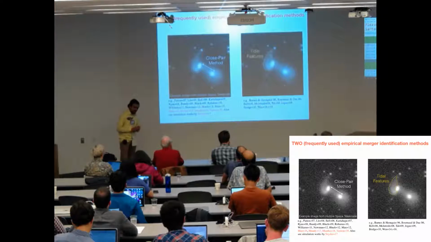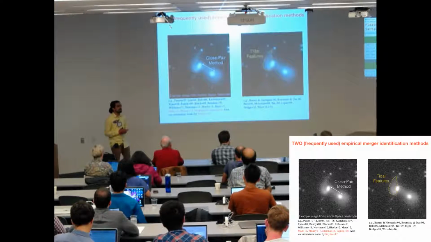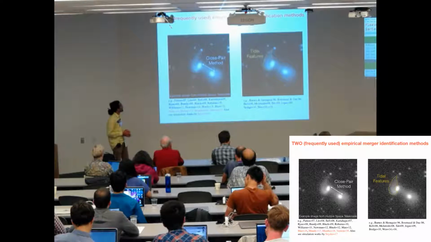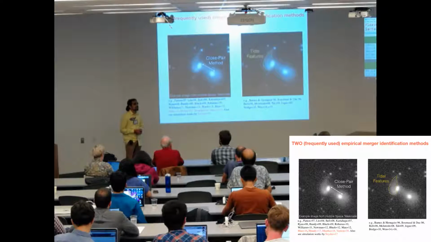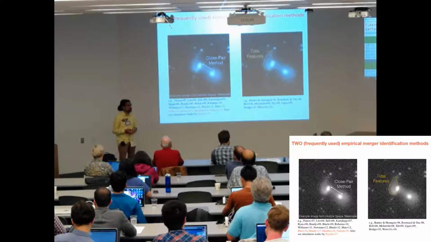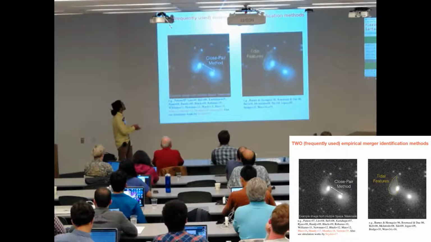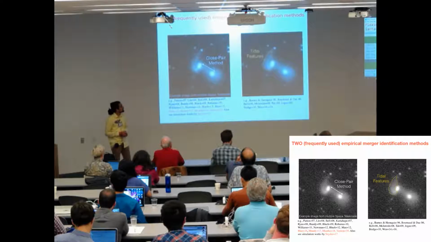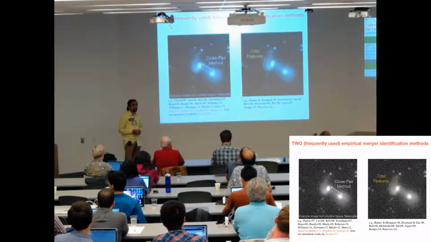Empirically, observers try to identify mergers primarily using two different observational techniques. One is called the close pair method, where the idea is to select galaxies in close physical proximity as plausible merging systems. There's a lot of work happening in recent years, and the research dates back many decades. In this talk, I'm going to focus on another technique, which is also used in empirical observations: tidal features.